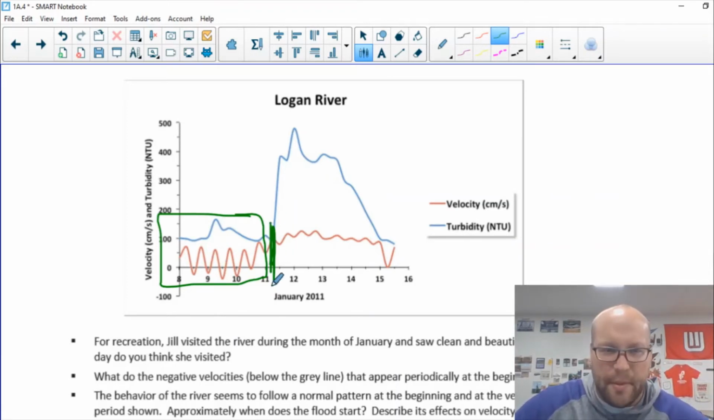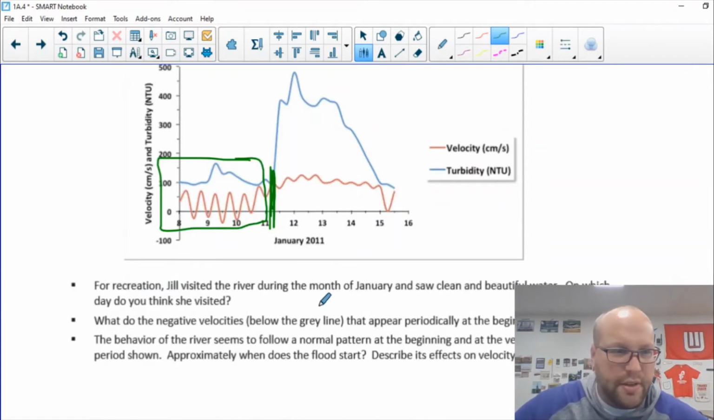Everything's nice and smooth, and something happens on the 11th. So let's take a look at the scenario. For recreation, Jill visited the river in the month of January. She saw clean and beautiful water.